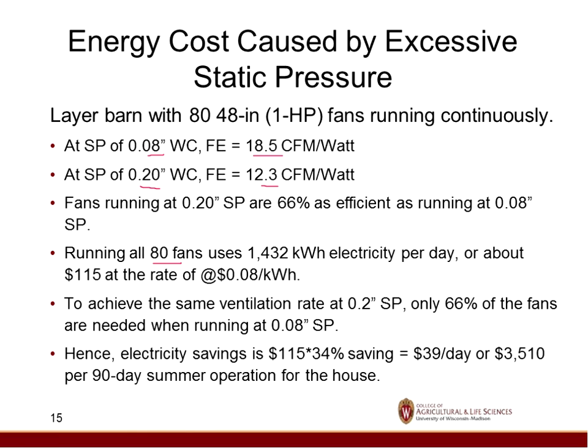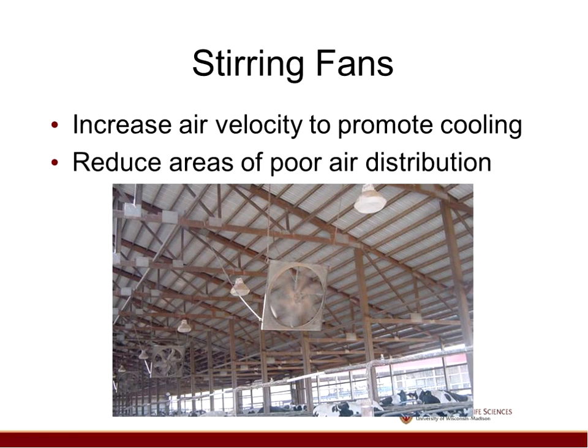In this case, we had 80 fans. It's a layer barn. They're running continuously. So you got 364 days, roughly 8,000 hours a year. So they're going to use 1,432 kilowatt hours per day at 8 cents. That's about $115. So in this case, if we look at the summer, 90 days during the summer, that's $3,500 in savings just by getting this so it's operating back in the range where it should, not being excessive. So it can be a considerable savings.